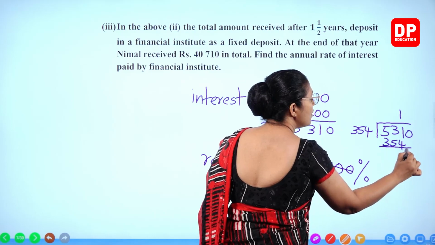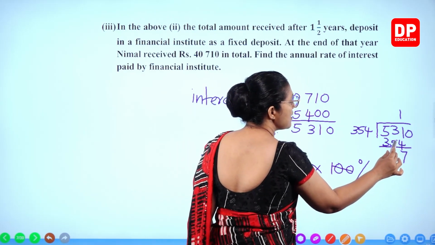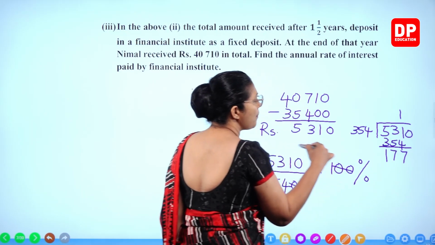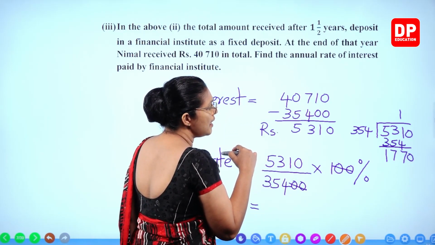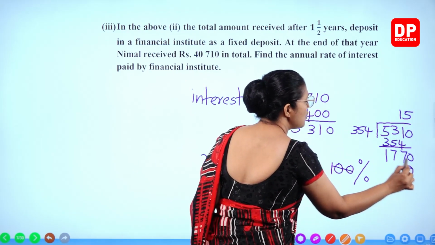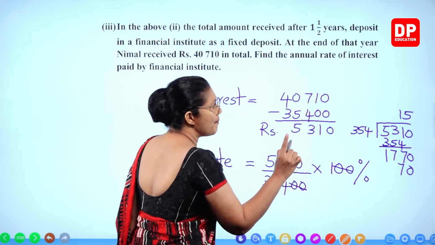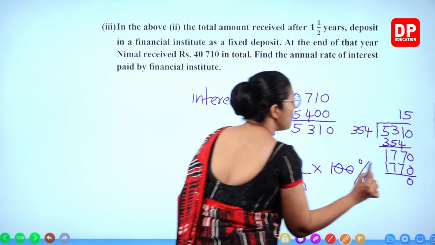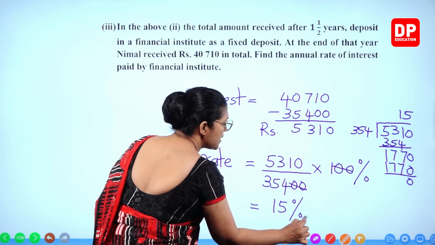354. Then when you subtract, you get 7. And here 6, 7. 13 and 1 remaining 1. And then for 1,770, you get 5. 5 times 4, 20, 2 remaining. 5 times 5, 25 plus 2, 27. 2 remaining. 5 times 3, 15 plus 2, 17. So that means the interest rate is 15%.